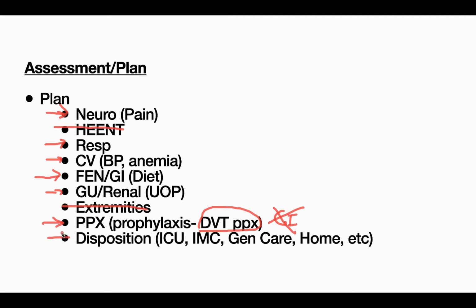And then finally, disposition is a big one, of course, for every patient. Where are they in the hospital? Are they in the ICU or the IMC, Gen Care? If they're in one of them, do they need to go to another? Or if they're in Gen Care and doing well, are they ready to go home, or home with home health, or discharged to rehab, etc.?